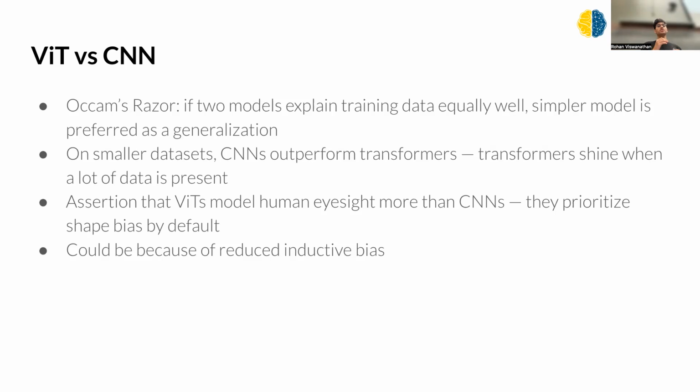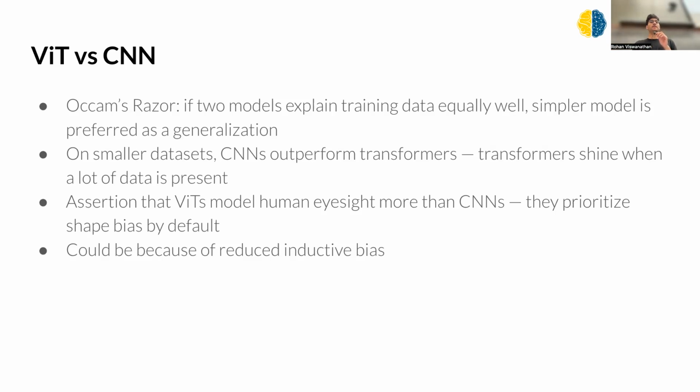On smaller datasets, we see that CNNs outperform transformers. Transformers shine when a lot of data is present because we're making use of being able to process these long sequence lengths, as opposed to CNNs where we'd have to take every image in a silo. And while we are sharing features, transformers are able to do so on a much larger and computationally efficient scale.